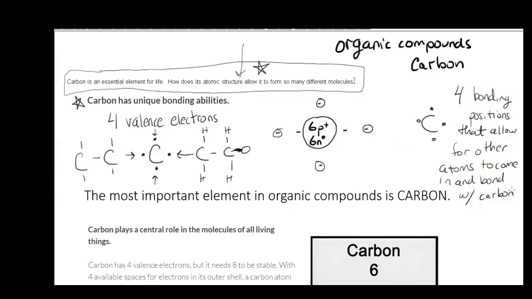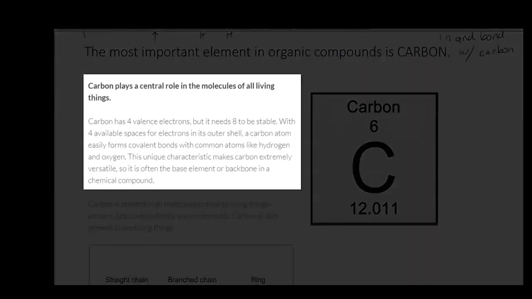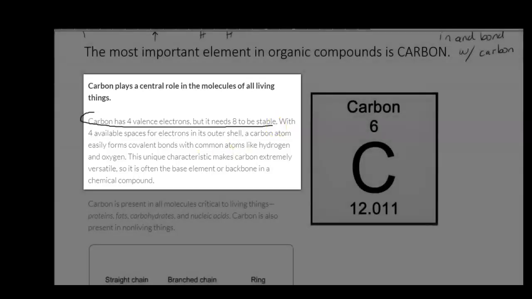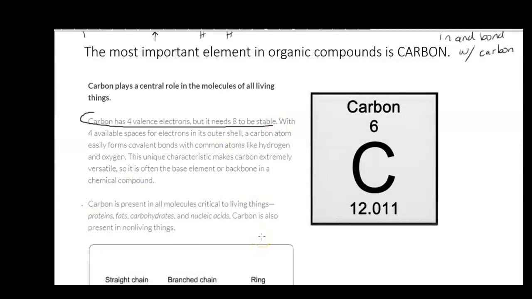So the answer to the question, how does carbon's atomic structure allow it to form so many different molecules, is right here. We just drew it. Now I want you to see it in print. Carbon has 4 valence electrons, but it needs 8 to be stable. With 4 available spaces for electrons in its outer shell, a carbon atom easily forms covalent bonds with common atoms like hydrogen and oxygen. This unique characteristic makes it extremely versatile, so it is often the base element or backbone in a chemical compound. Carbon is present in all molecules critical to living things.